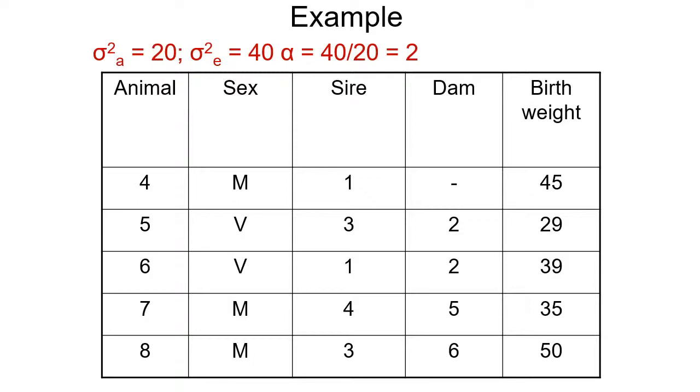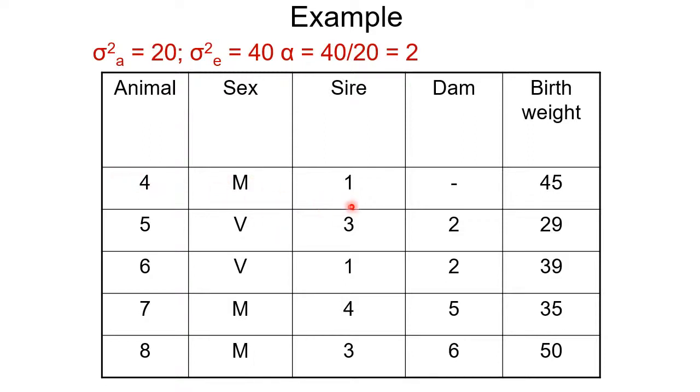This is a simple table of our observations. We have our 5 animals. Let's call them animal 4, 5, 6, 7, and 8. 1, 2, 3, 4, 5 animals. These are our 5 animals. The first animal, animal number 4, is a male. The next 2 would be females, and animals 7 and 8 would be males again. So we have 2 females and 3 males. Remember, we basically have 2 levels of fixed effects, male and female, in this very simple example.